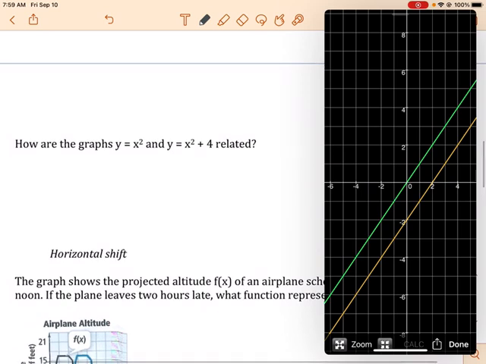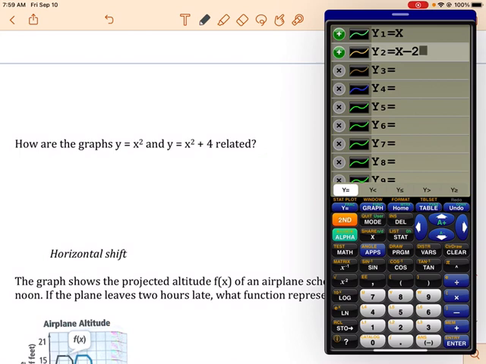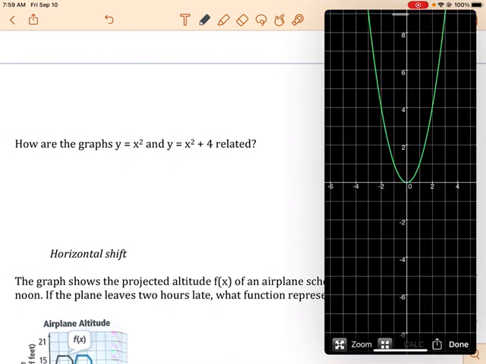Okay, let's do x squared. So let's go into x squared. And we're going to do x squared. So there's our quadratic. It's U-shaped. Okay, so let's try the next one.